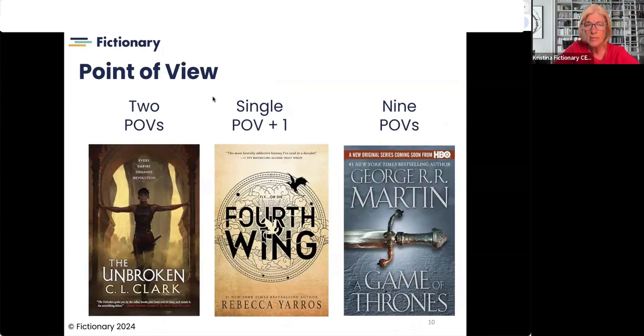Fourth Wing did something interesting. It's single point of view. It's Violet the whole way through. And then at the end, Xaden gets 2 scenes in both book 1 and book 2. We don't know about book 3 because it's not published yet. So Game of Thrones has 9 points of view, and he's got amazing point of view control. If you want to see how to do point of view control, this is it.